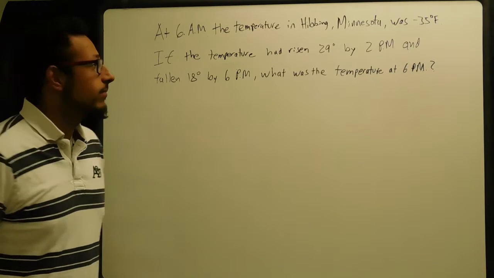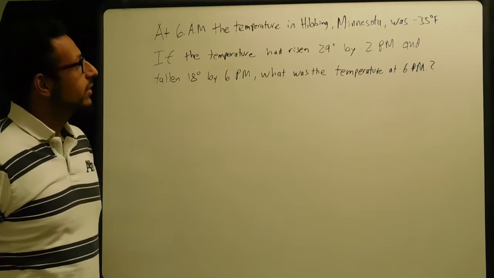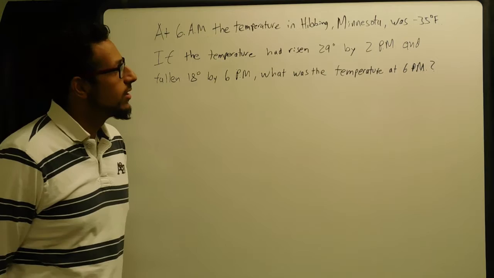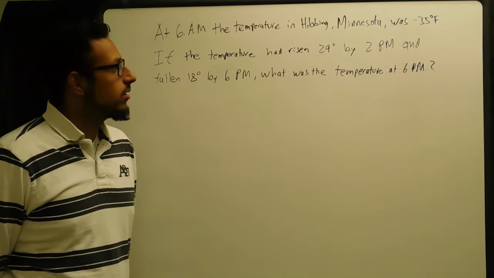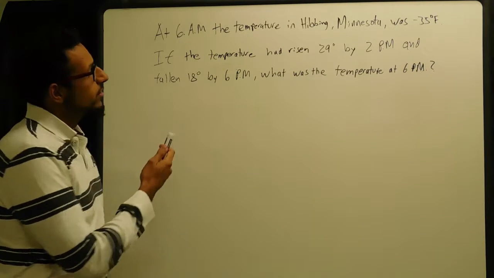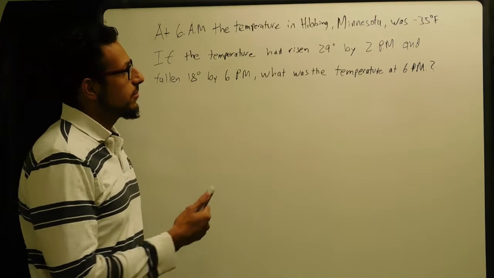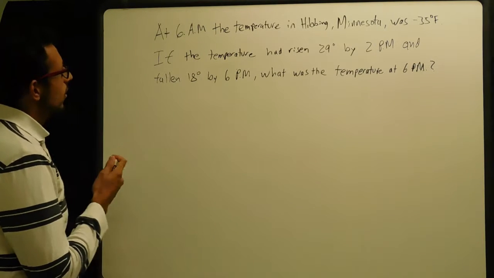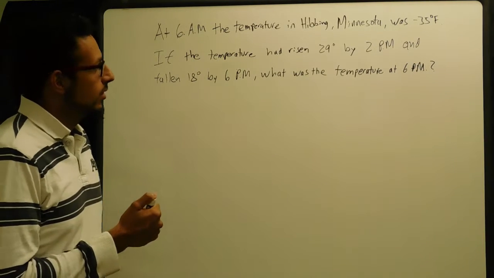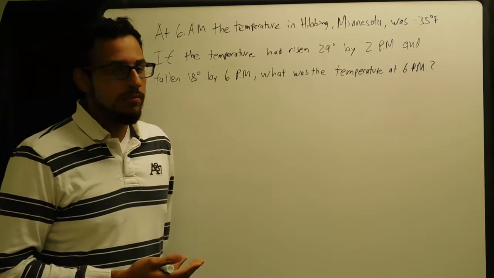Let's read the question. At 6 a.m., the temperature in Hibbing, Minnesota was negative 35 degrees Fahrenheit. If the temperature had risen 29 degrees by 2 p.m. and fallen 18 degrees by 6 p.m., what was the temperature at 6 p.m.?